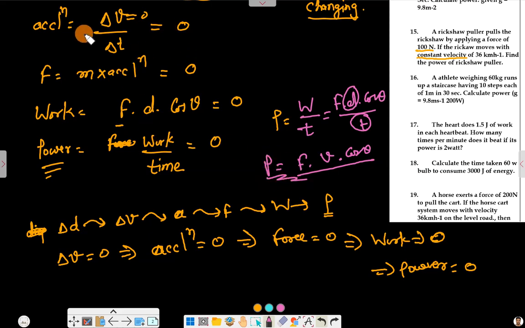But you can use this simple analogy to find out that if velocity is not changing, there is no acceleration. There is no acceleration, there is no force. No force means no work, and no work means no power. Okay. Going to question number 16.